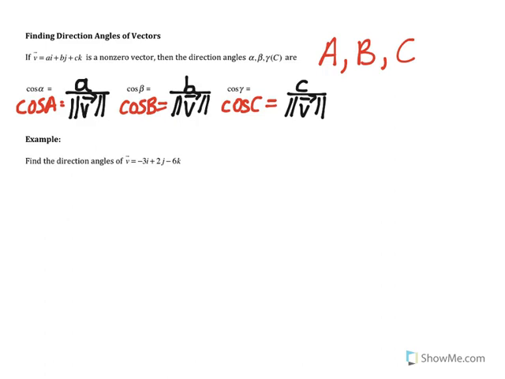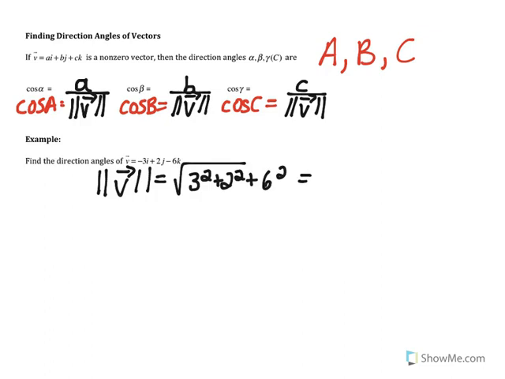So in our example, find the direction angles of the given vector. First thing we want to do, because we're going to use it for all three, is find the magnitude. So here we actually want the magnitude first. We'll get 7. Now they don't always come out to nice values like 7, so if it doesn't, just use the square root. Be careful with typing the stuff in.